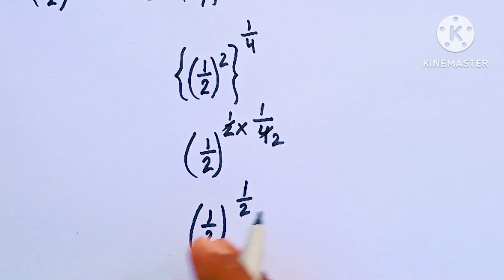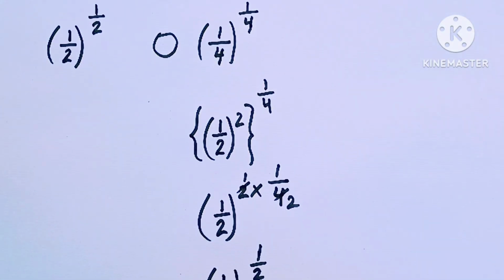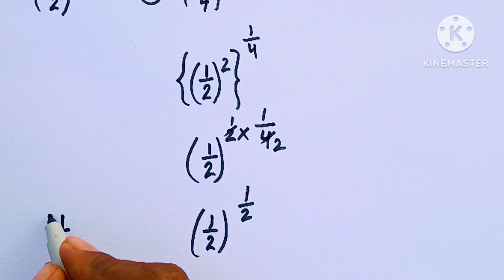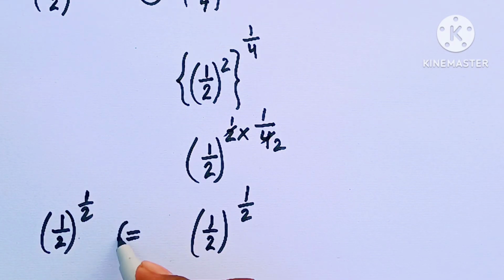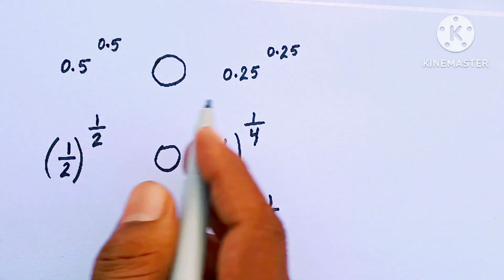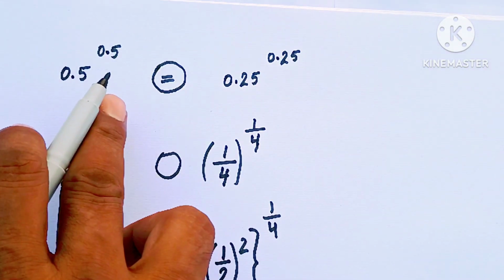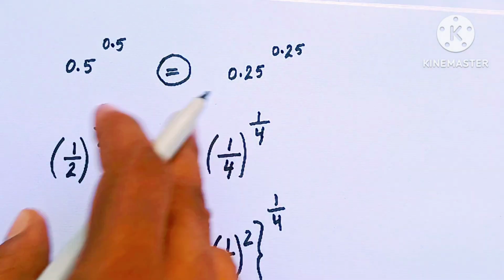So here you are seeing that on the right side we have 1 by 2 to the power 1 by 2, and on the left side we have 1 by 2 to the power 1 by 2. So both are same. Here we can apply the equal sign, so that we can say that these terms are same.